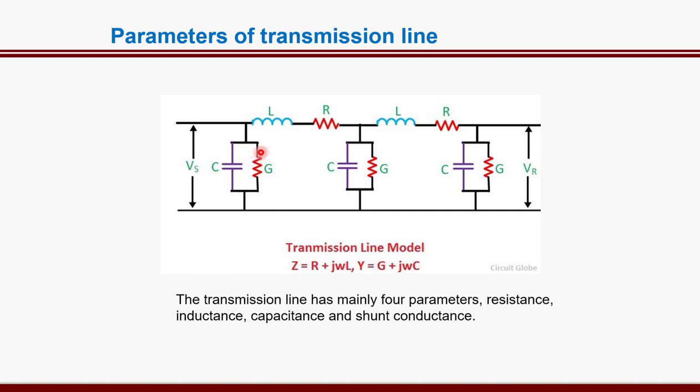Capacitance and conductance are in parallel between the two lines, so they are called shunt capacitance and shunt conductance. But the resistance and inductors are in series, and hence they are known as series parameters. So there are four basic parameters: resistance, inductance, capacitance, and shunt conductance. This is a distributed model of a transmission line, showing how a transmission line is represented in terms of circuit parameters. This is shown in this diagram.